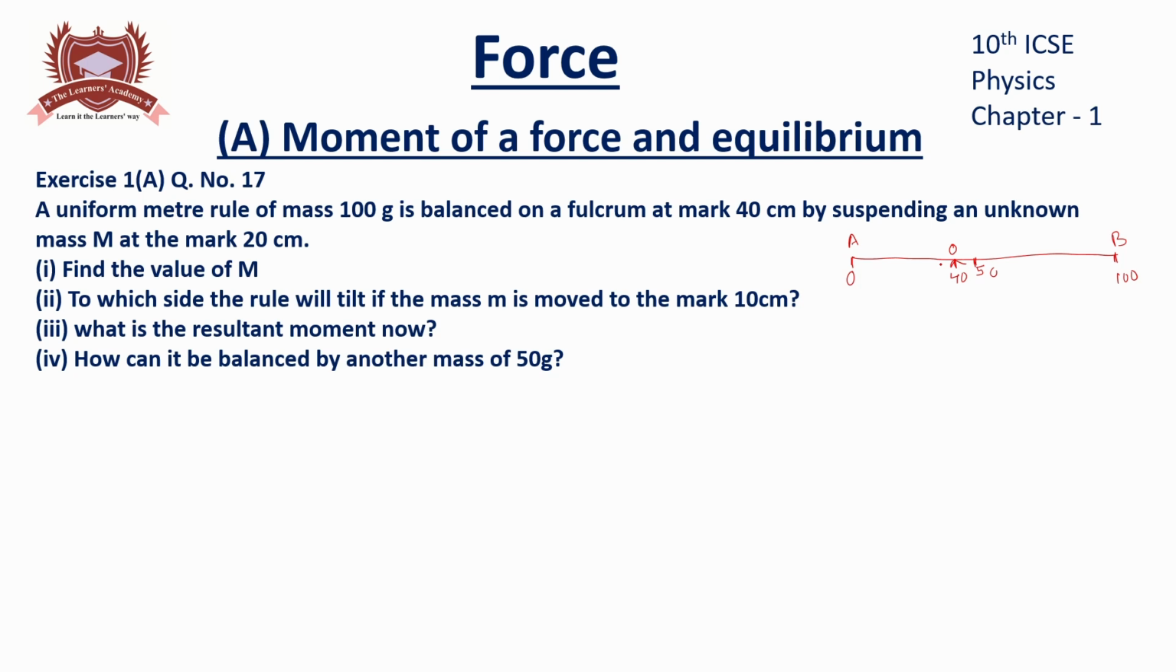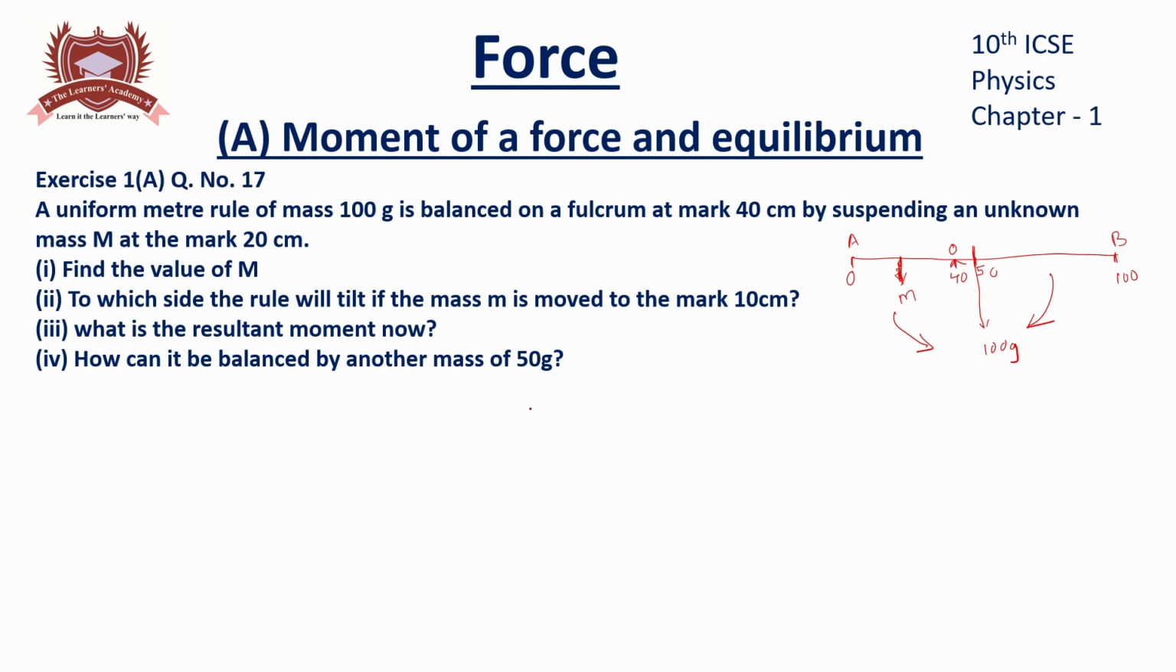Now, we are suspending a mass M on this side. Obviously, it would be suspended here, so it should be at 20. 20 is midway between these 2 points. So we'd put a mass of M suspended here. Now this mass is going to cause an anti-clockwise moment, and then the mass of the scale is going to cause a clockwise moment, because the mass of 100 grams is going to act at this point, at the center. So this 100 gram is acting at this point.